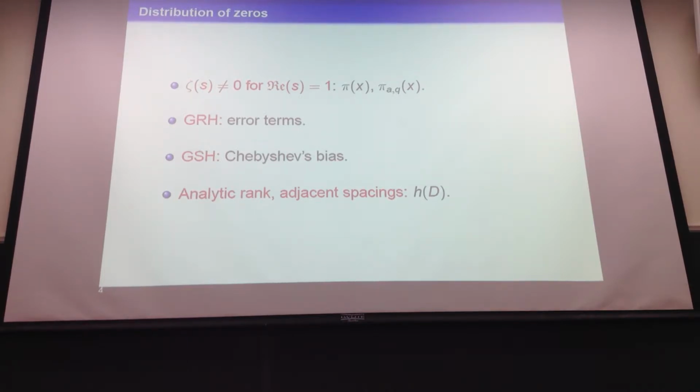The next thing was Chebyshev's bias. So this is one of my favorite assumptions. It's called GSH, the grand simplicity hypothesis. And what it says is the following. I need a notion from linear algebra. I need the notion of independence. So we say a set of vectors is independent if a linear combination equaling 0 implies the coefficients equal 0.